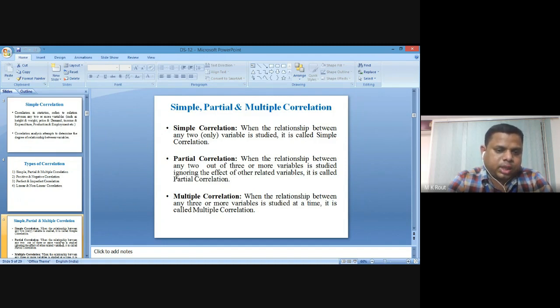Moving to the last one, that is known as multiple correlation. When the relationship between any three or more variables is studied at a time, it is called multiple correlation. I'll show some examples in case of statistics.